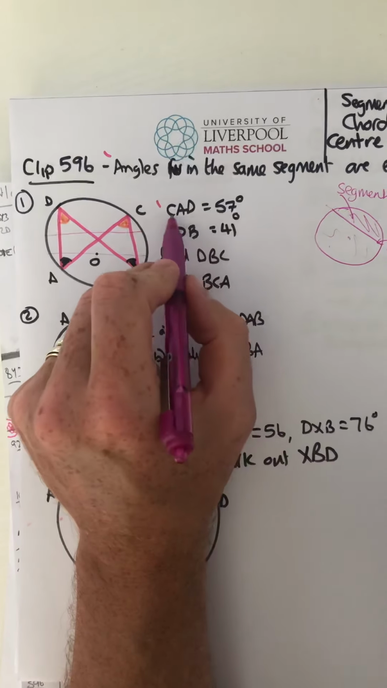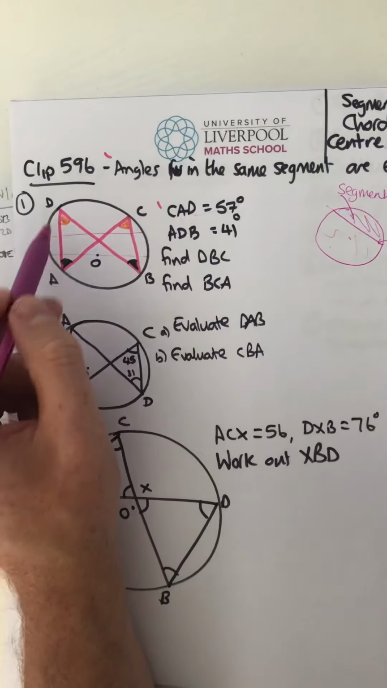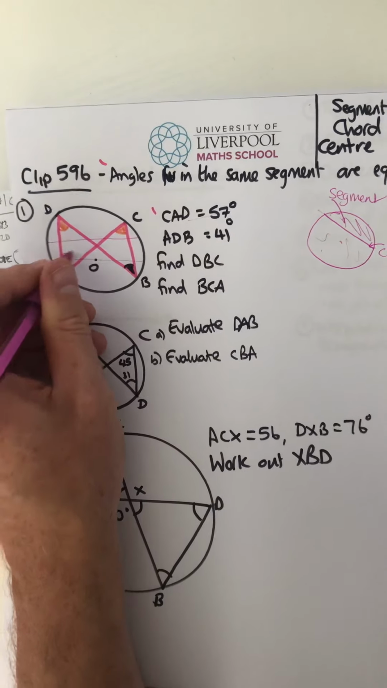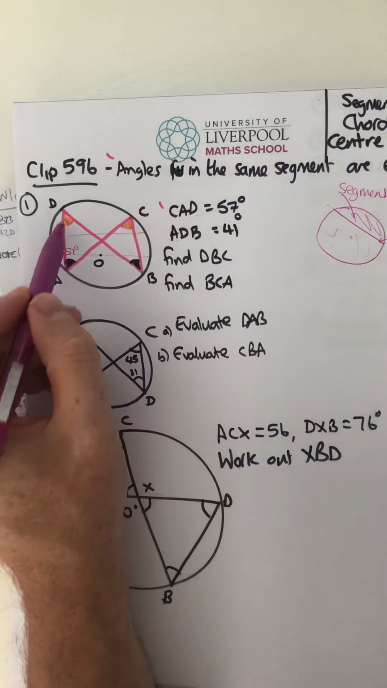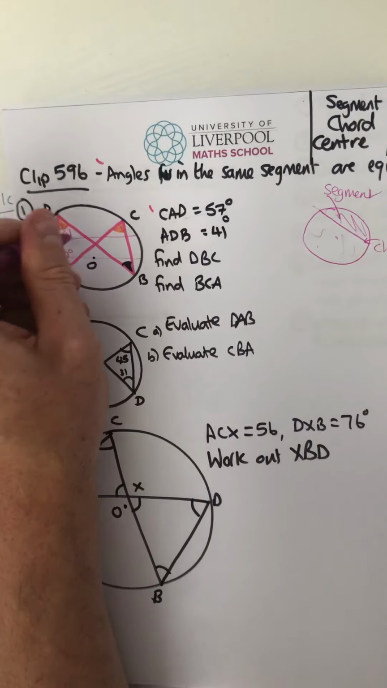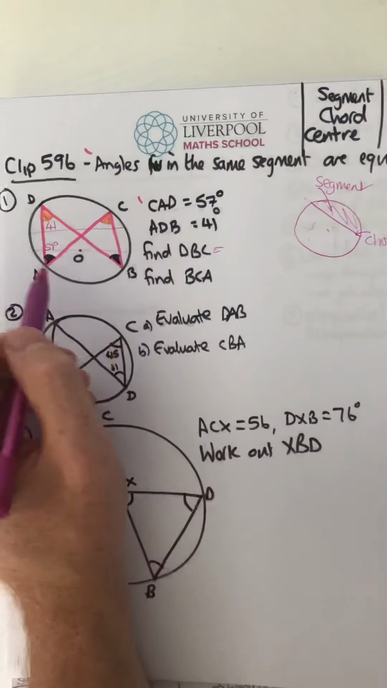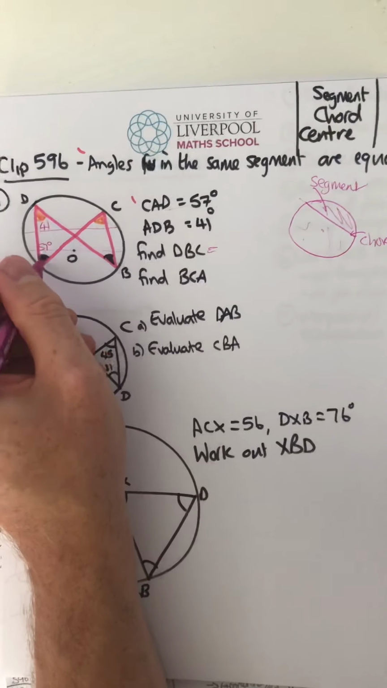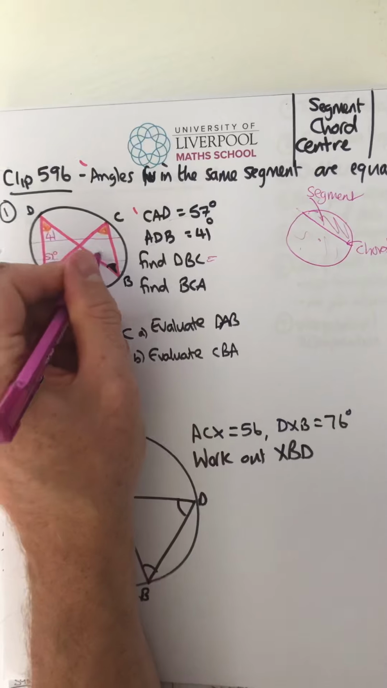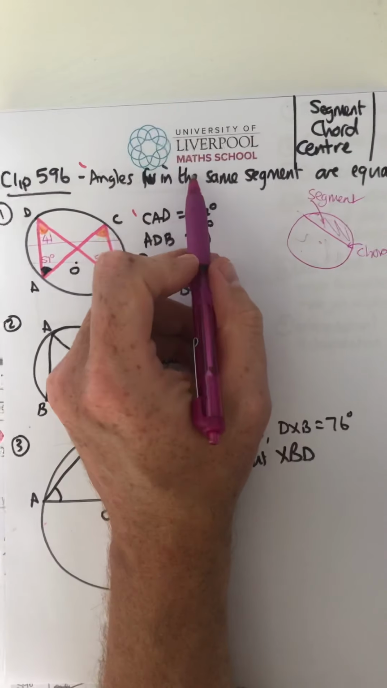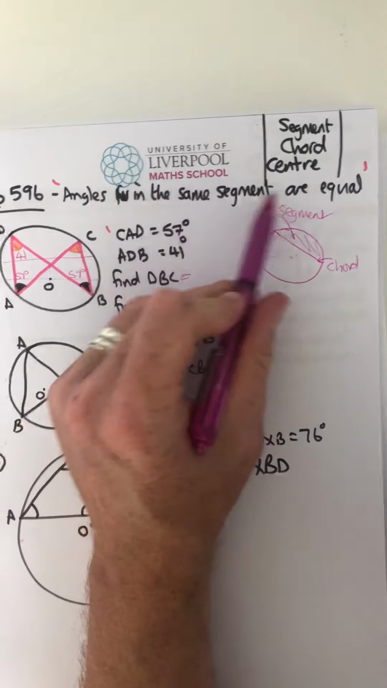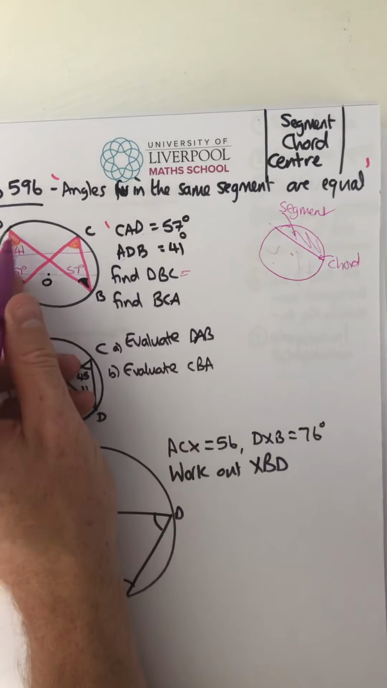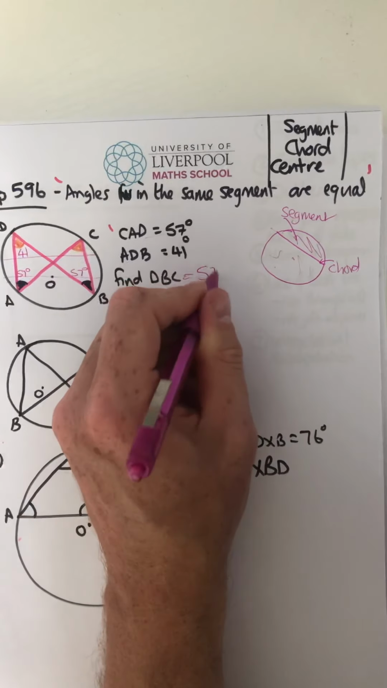So diagram, CAD equals 57. This one is 57. ADB is 41. You've got to find DBC. These 2 will be the same as each other, and that's the rule that you'd use. So if it says give reasons, angles in the same segment are equal. So DBC is 57.